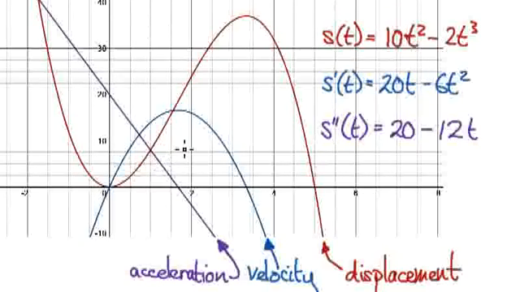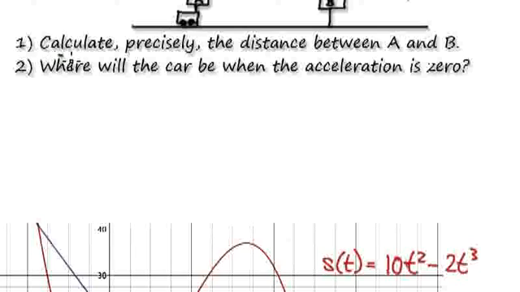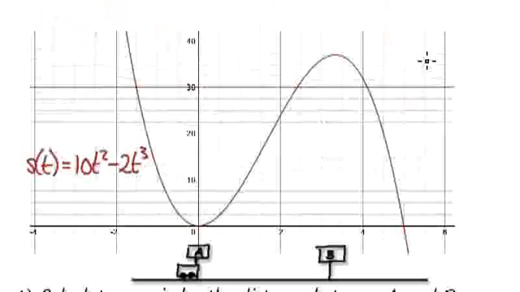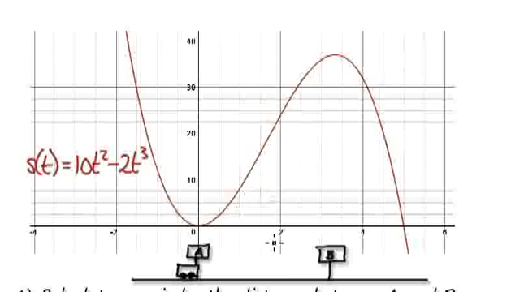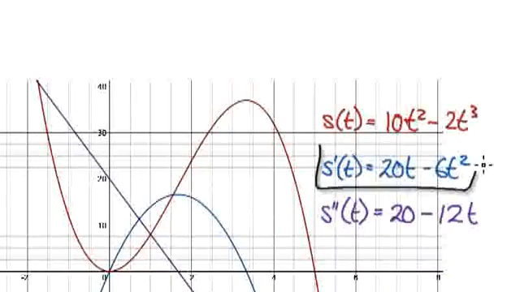Well, anyway, the question was, hang on, what was the question? Calculate precisely the distance between A and B. If you look at this, you've got to learn how to interpret this graph. The distance between A and B is actually given by this here, but we need to find out precisely what this point is. At this point, the velocity is 0. So differentiate it once. That will give you the velocity. So find out when the velocity is 0.